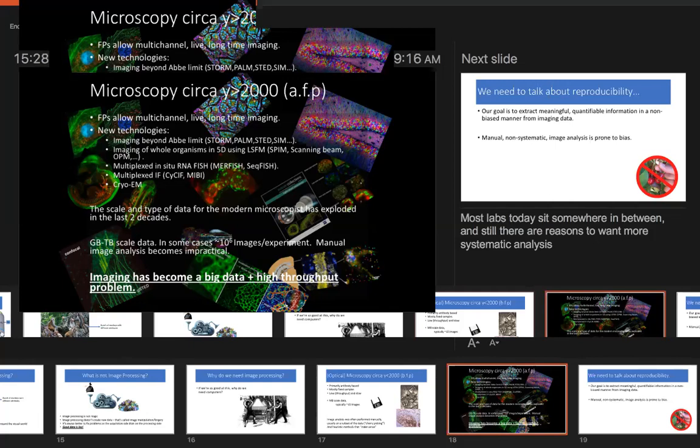So as soon as imaging became a big data and high throughput problem, all of these approaches went out the window. And so you saw this explosion in development of what's called computer vision.